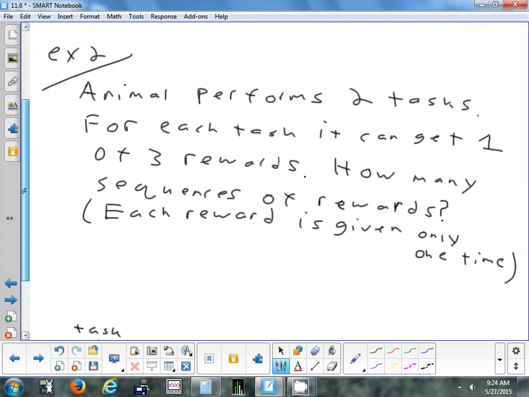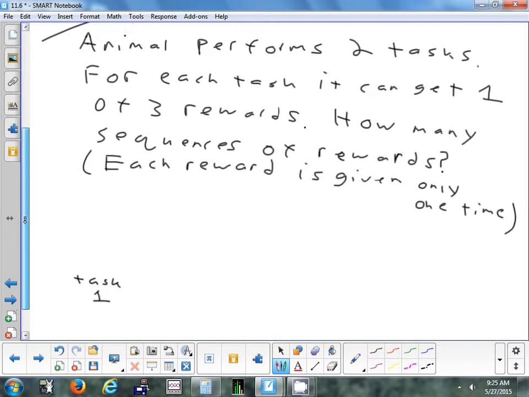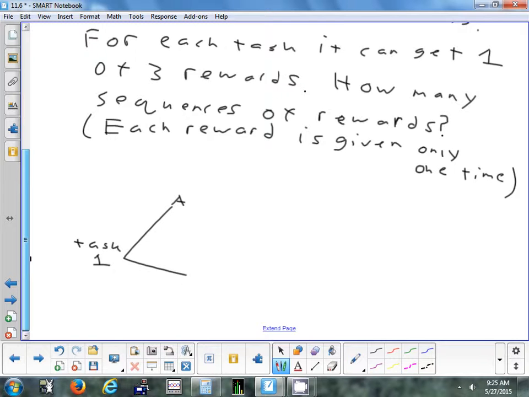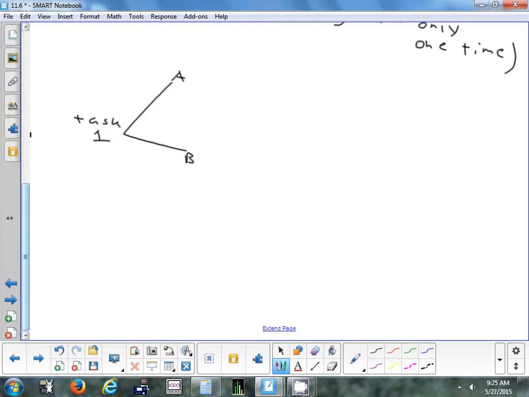task 1. So the animal performs the task. How many different rewards could the animal get at this point, after they perform the first task? 3. Let's call the rewards A, B, and C. Maybe they get reward A, reward B, or reward C.